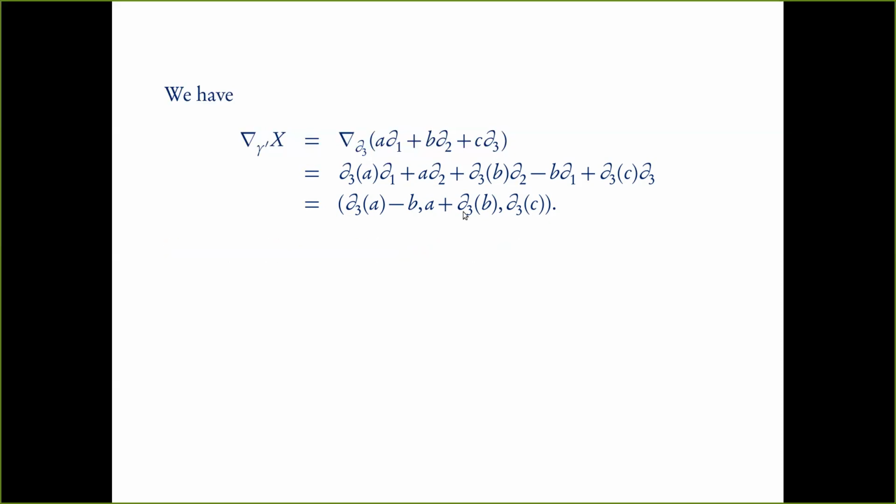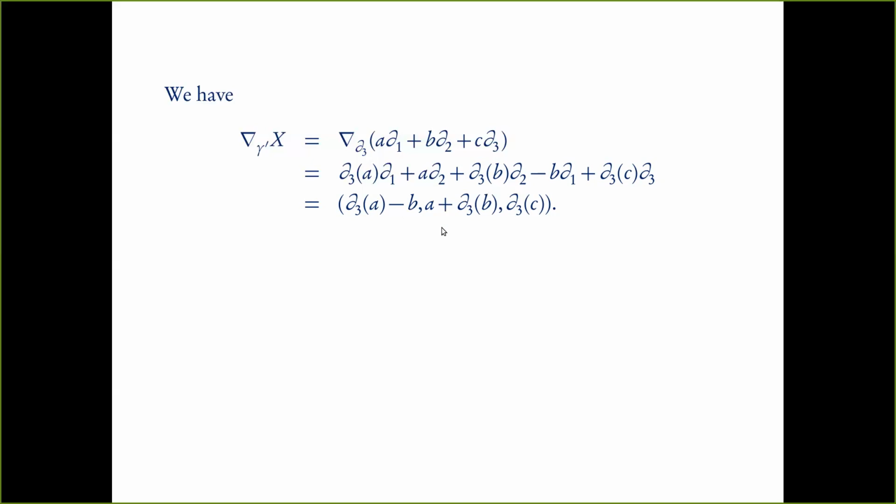So we basically want to solve this thing to be equal to 0, which means you have three equations. You have that dc/dt is 0, a plus db/dt is 0, and da/dt minus b is 0. I have three equations. So the first equation tells me that c must be a constant, but c of 0 is already 0. So c must be the identically 0 function.